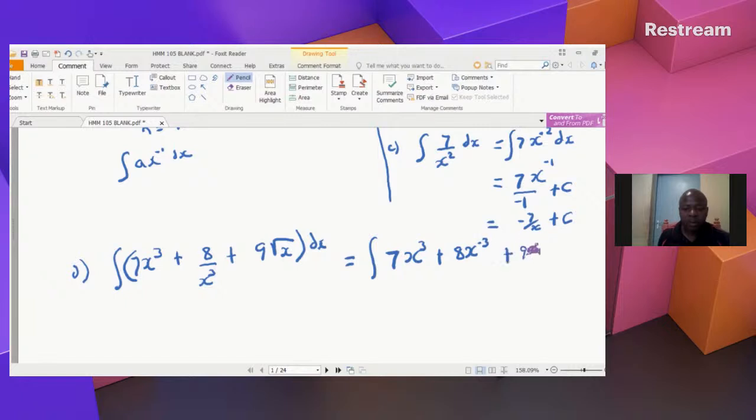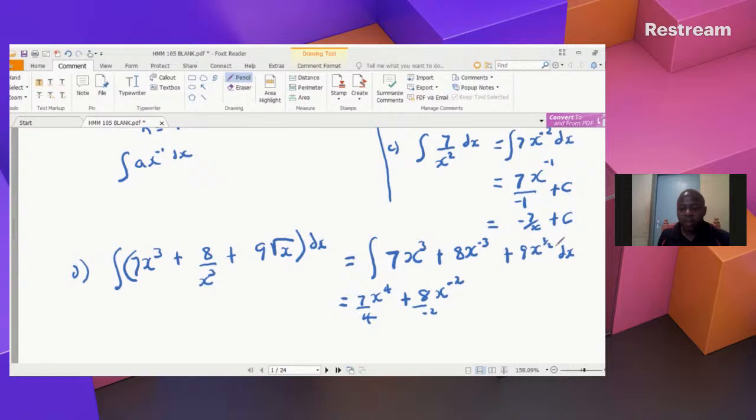plus 9x raised to half dx. Once you write it this way, it becomes very easy to find the integral. So the integral becomes, I add 1 to the powers. 1 added to 3, I would have 7x raised to 4 divided by 4. Then plus 1 added to negative 3, I would have 8x raised to negative 2 over negative 2.